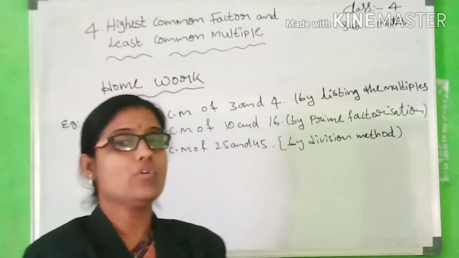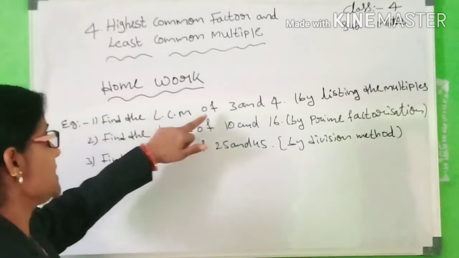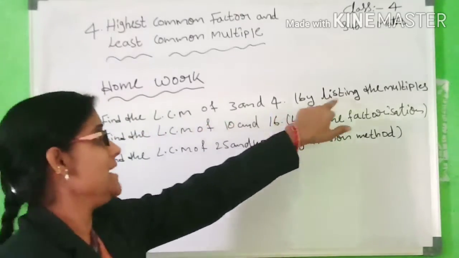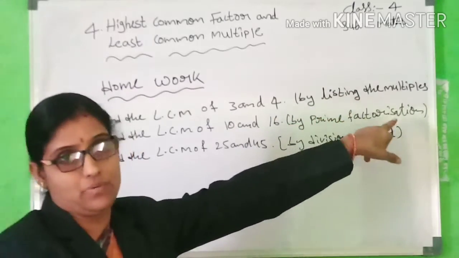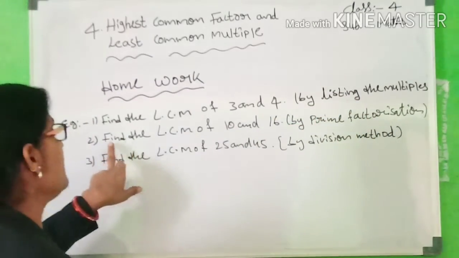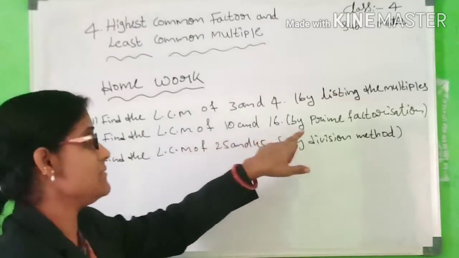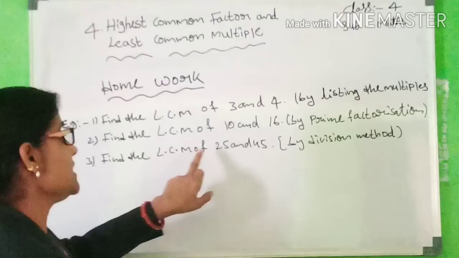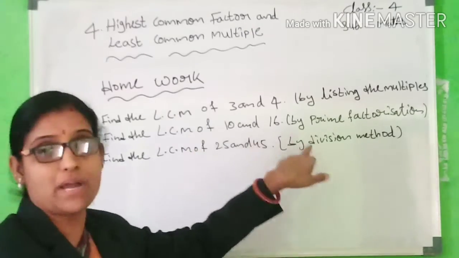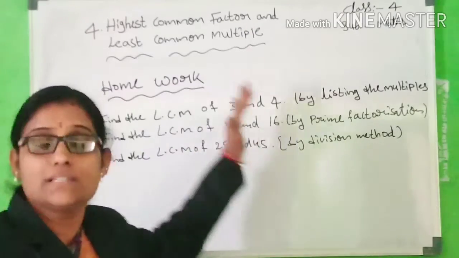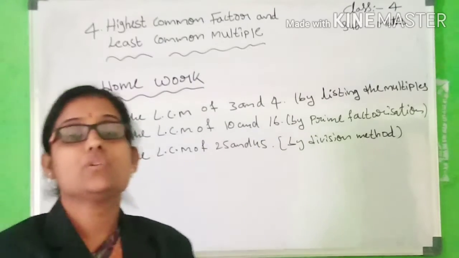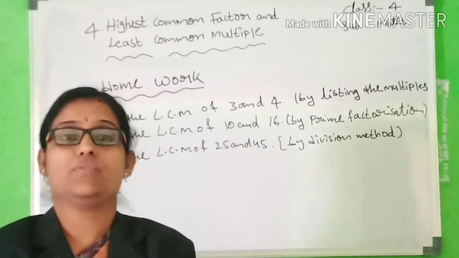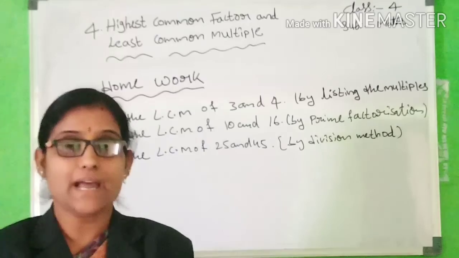Okay children, today's homework. Find the LCM of 3 and 4 by the listing multiples method. Next, find the LCM of 10 and 16 by the prime factorization method. And find the LCM of 25 and 45 by the division method. You have to do these 3 problems in your rough notebook. Okay children, thank you.